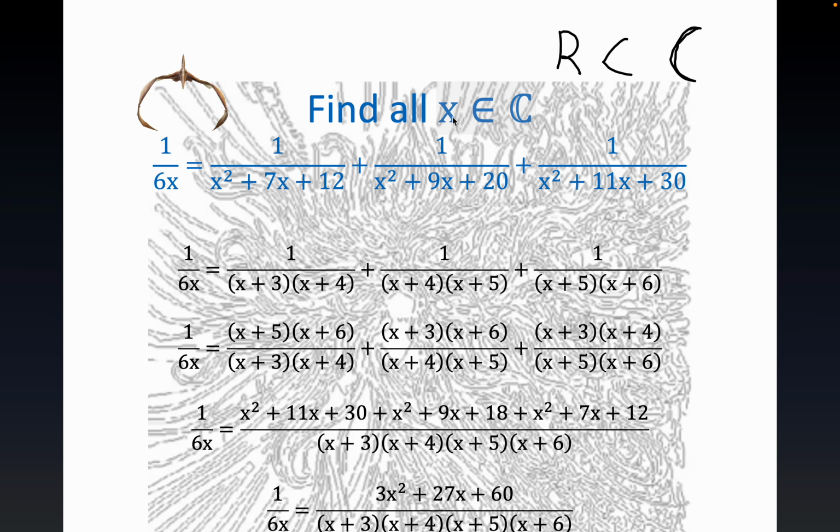A lot of channels leave this kind of stuff off. You may have pure complex numbers with non-zero imaginary parts. You may or may not. But anyway, here we go.